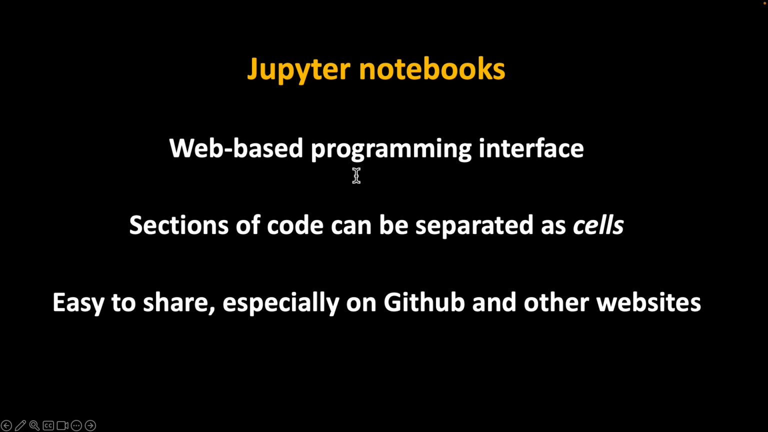Also within these notebooks, sections of code can be separated into cells. This makes it more modular, easier to debug, and also more readable. Lastly, they're very easy to share, especially on GitHub and other websites. So what I'll be showing you is we'll go to the Nilearn website itself. They have Jupyter Notebooks already written for you. We download them, we're going to run them, and we're going to change a few things to see how they work. And again, these are going to be templates for you to use on your own after this.